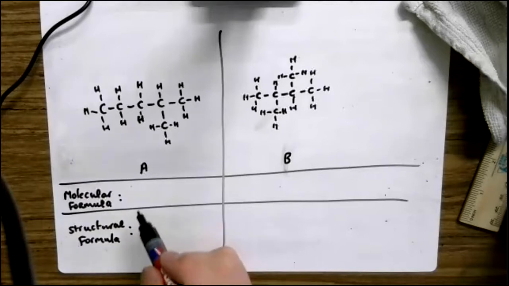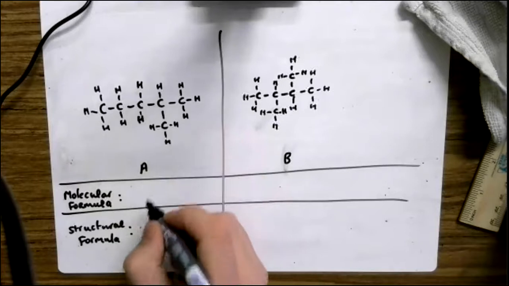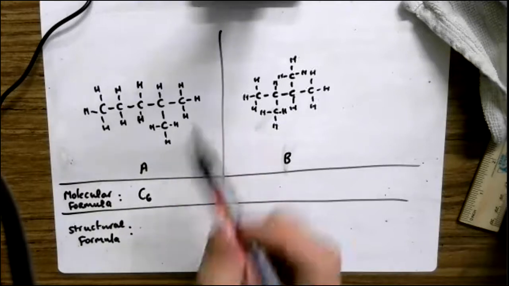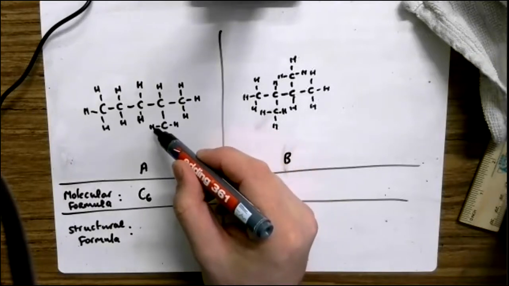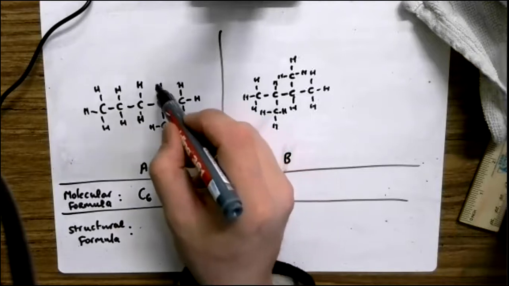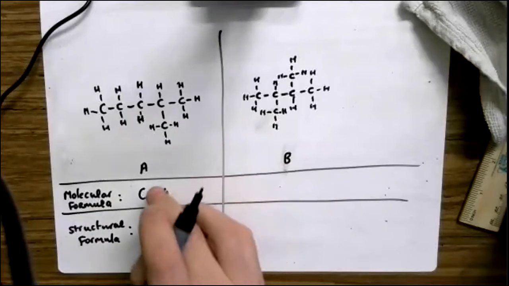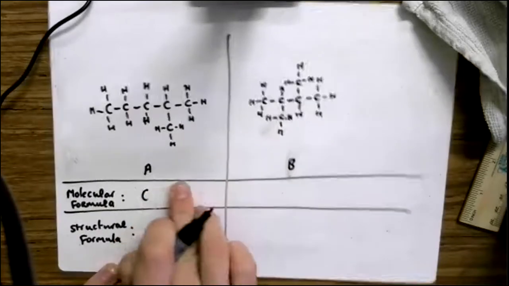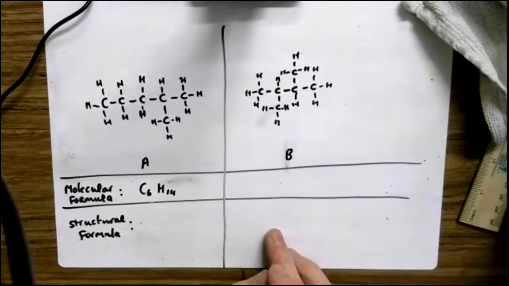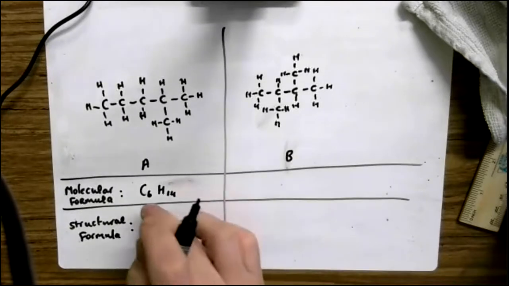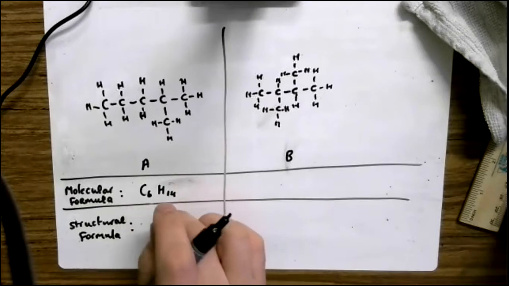Okay, so the molecular formula for A is, let's count the carbons. 1, 2, 3, 4, 5, 6. So C6. I can count the hydrogens, or I can use the general formula for an alkane to work out the hydrogens. But let's just count them this time. 1, 2, 3, 4, 5, 6, 7, 8, 9, 10, 11, 12, 13, 14. Sorry, that should be C6H14. If I use the general formula, does that make sense? Well, if n is 6, then it should be 2n plus 2. So 2 times 6 is 12, plus 2 is 14.